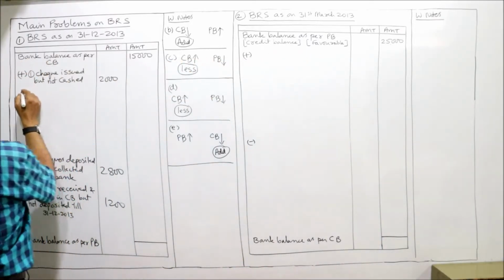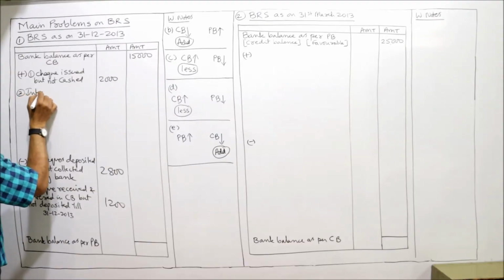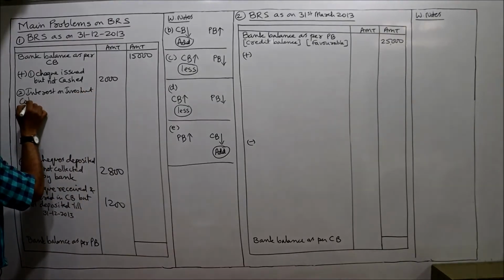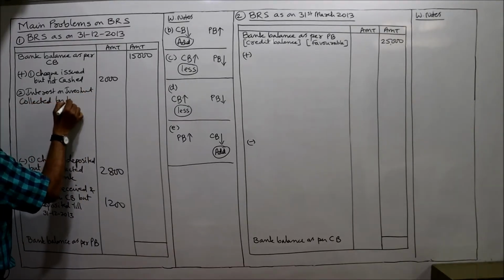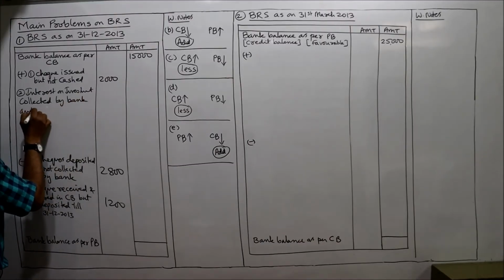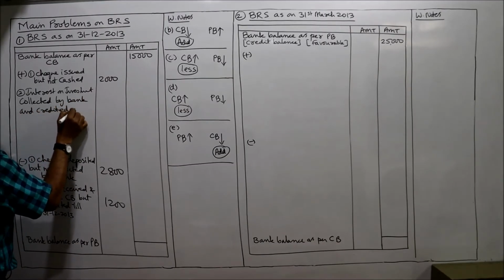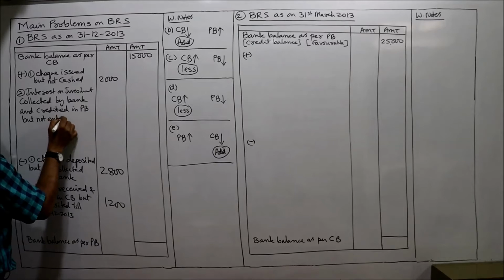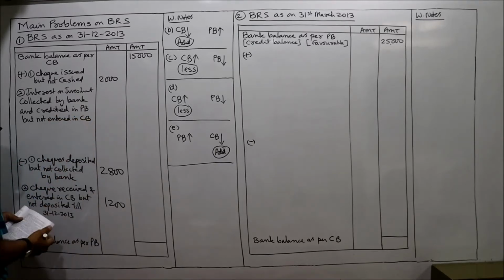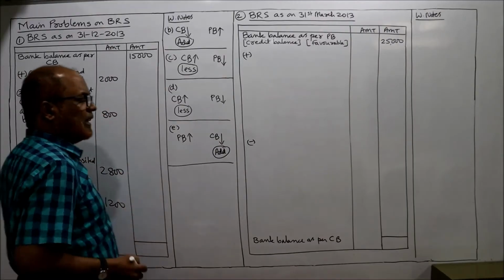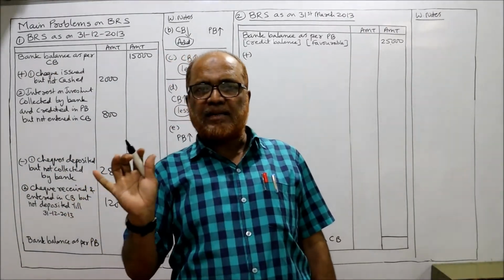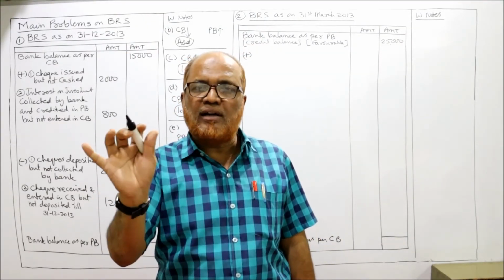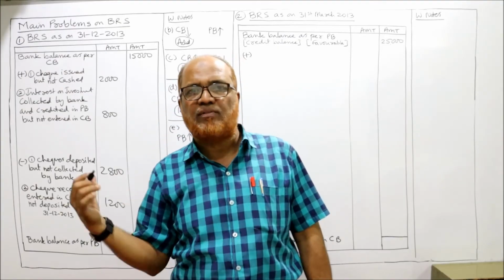So in add items, here I am writing: interest on investment collected by bank and credited in passbook but not entered in cash book, 800 rupees. That's all. Interest on investment collected by the banker and credited in the passbook, so the passbook balance has increased, whereas it is not entered in the cash book, which shows less balance. That's why we have added.